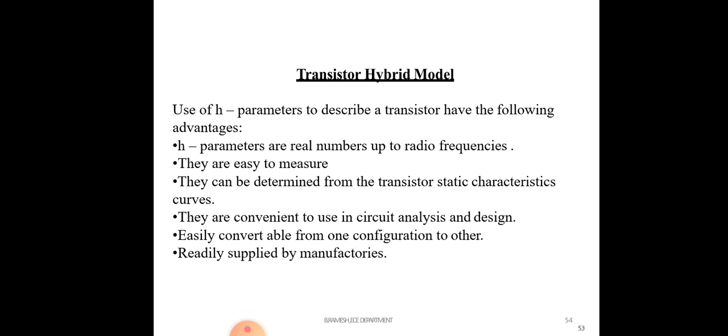We can write the h parameter values from the transistor characteristics directly. From the input characteristics, making the output voltage constant, we will get the current gain and input impedance. Like that, we can easily determine them from the transistor static characteristics. They are convenient to use in any circuit analysis and design, and easily convertible from one configuration to another. We can convert the h parameters from one configuration to another, and they are readily supplied by the manufacturer.